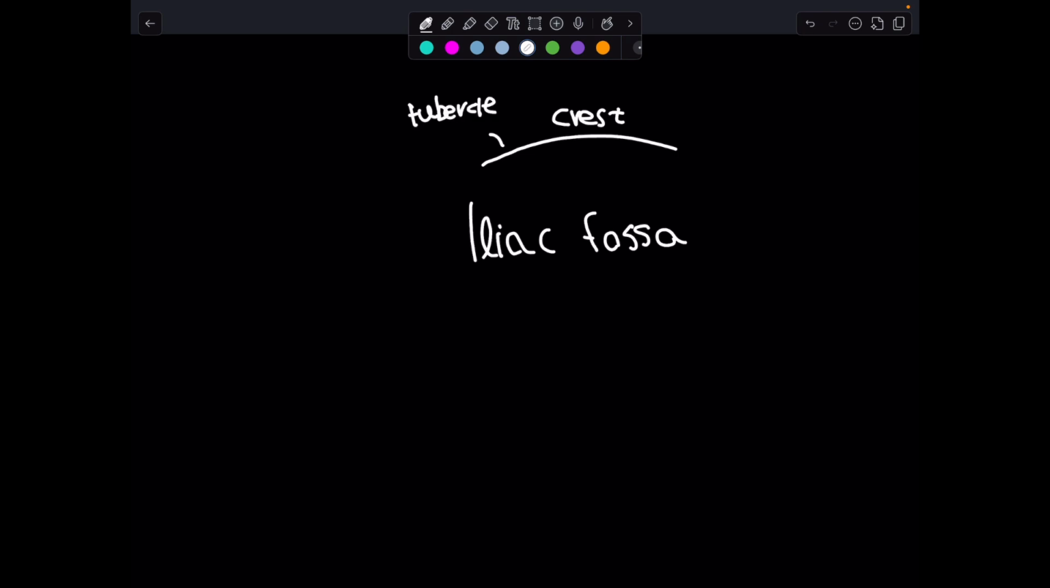Or is it the iliac fossa? Maybe it's the iliac fossa that I'm feeling? Maybe like the anterior superior iliac spine, or no?